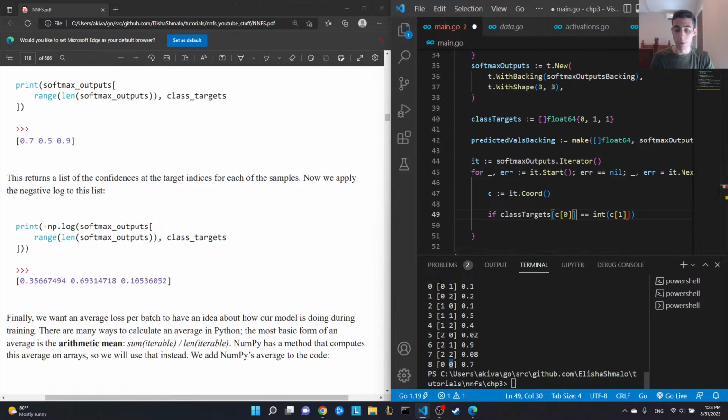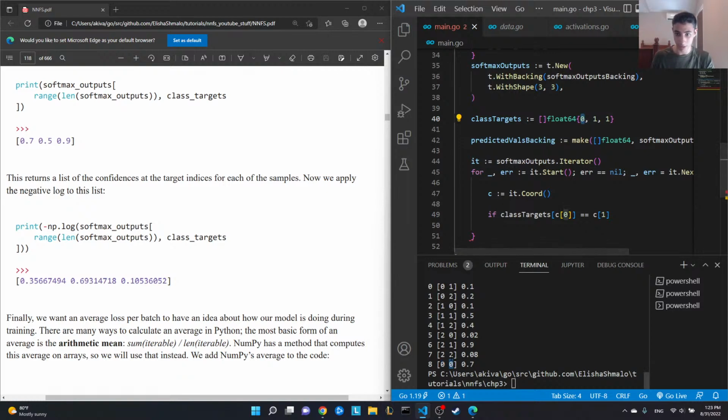So when we're looking at the first probability distribution, this will allow us to look at the first value. When we're looking at the second probability distribution, when c index 0 is 1, that means we're going to be looking at this one. When c index 0 is 2, that means we're going to be looking at this one. And so then if this value, which is going to be either a 0 or a 1, equals c index 1, then that is the value we're looking at. So when it's 0, 0, that is the correct one because the class targets will be 0. And so 0 equals 0.